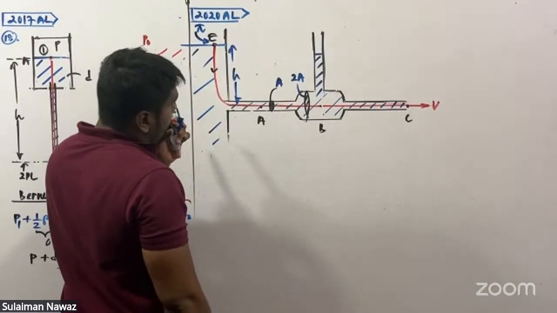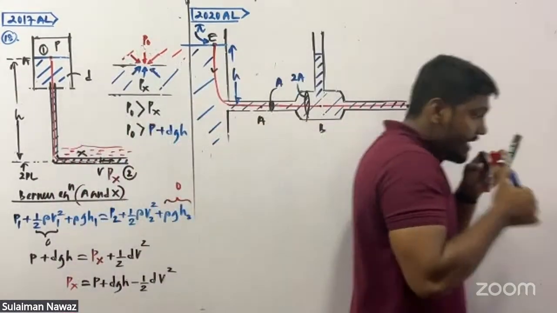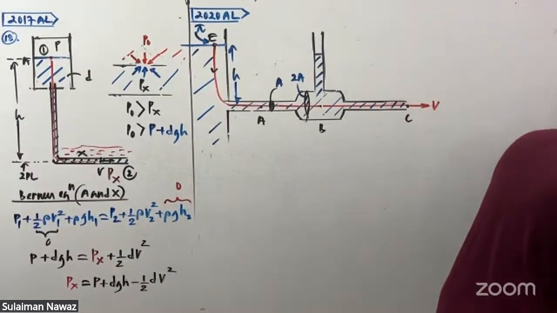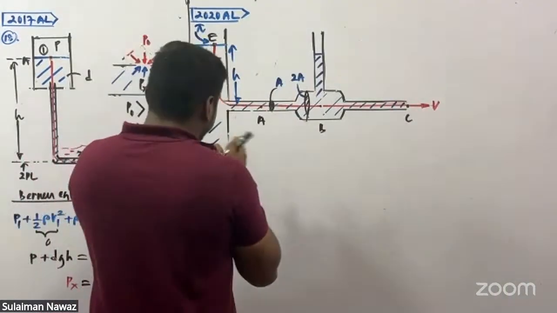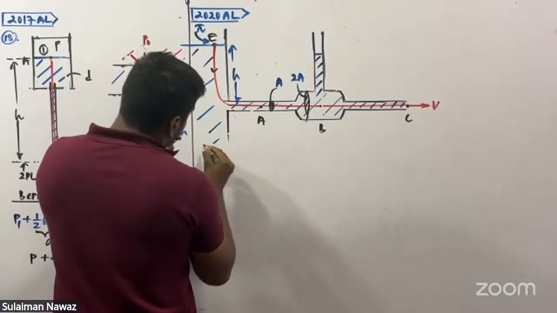So we'll consider points E and C. First of all, shall we apply Bernoulli? Still, I have no idea how to get the answer, but if we apply Bernoulli, we'll find something. Bernoulli for points E and C.